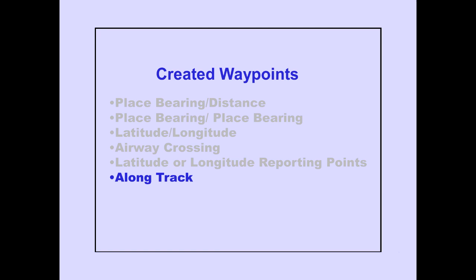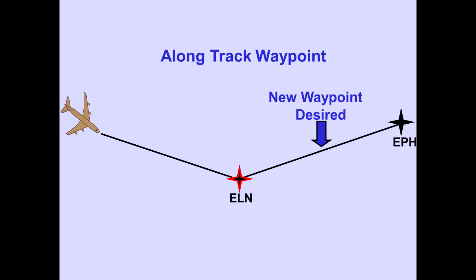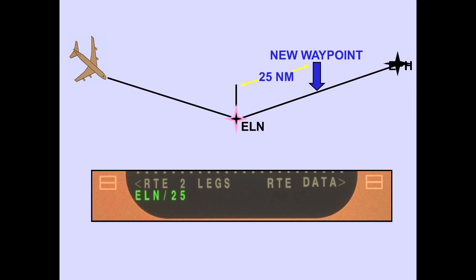Finally, let's look at identifying an along-track waypoint. An along-track waypoint is used to add a new waypoint along the current route. The new waypoint is created by referencing an existing route waypoint followed by a slash and then the distance. In this example, we are creating a new waypoint 25 nautical miles past the reference route waypoint.